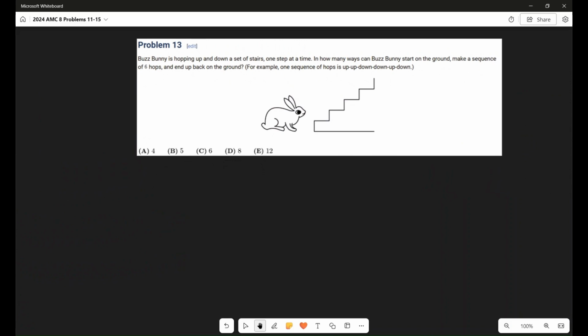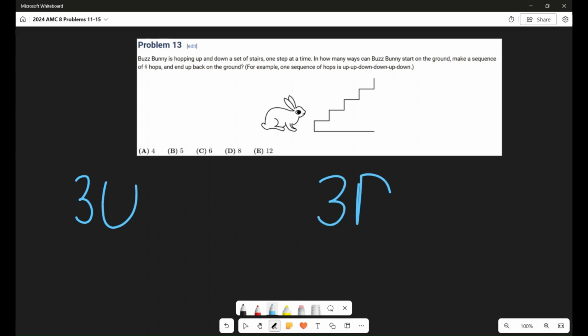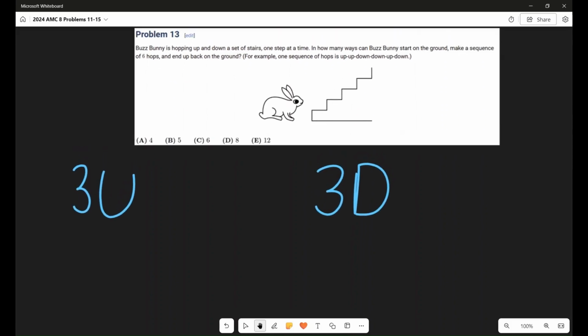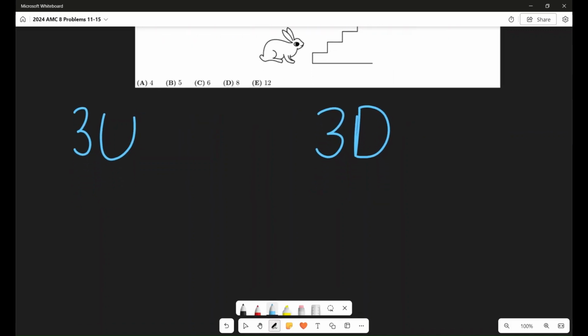So for this problem, we can first realize that the bunny has to take 3 steps up and 3 steps down. Otherwise, the bunny won't end up in the same place that it started at. So let's start by seeing if we have any other conditions in the problem. Well, obviously the bunny can't go below the staircase. So at any point in time, the number of ups has to be at least the number of downs. So you can never have more downs than ups. So we'll denote ups with U's and downs with D's.